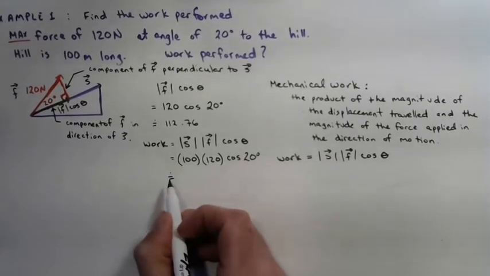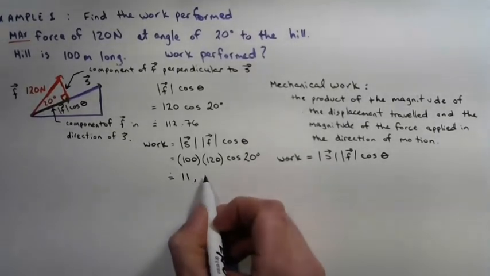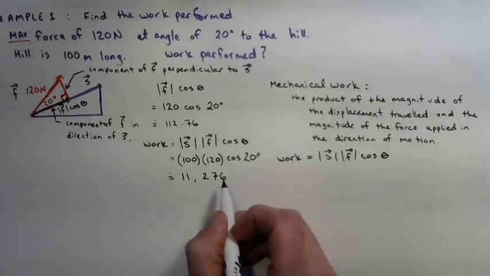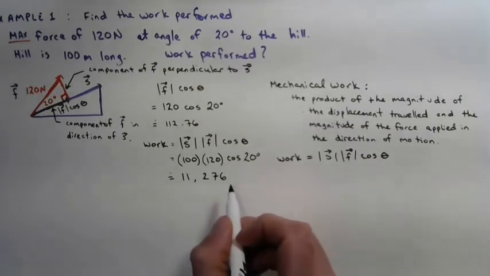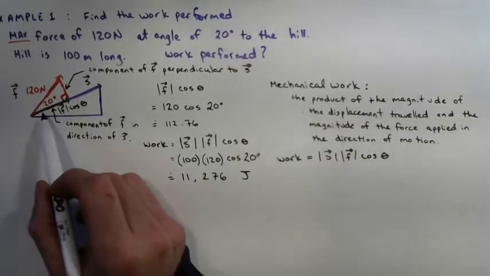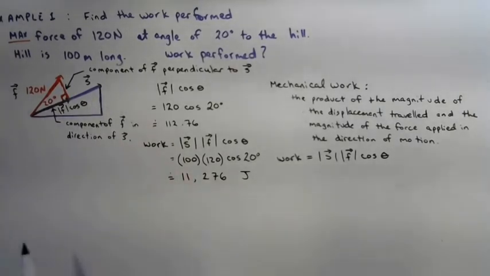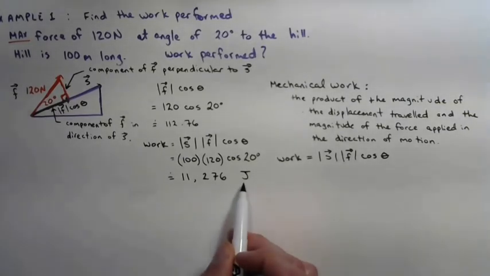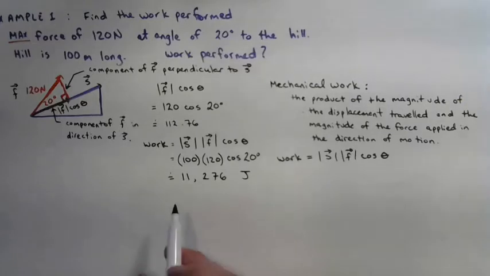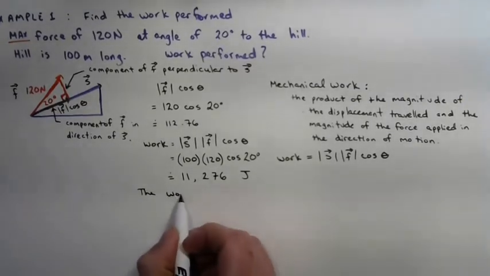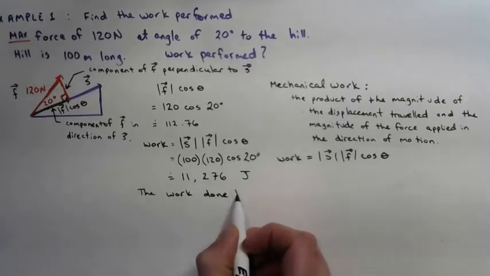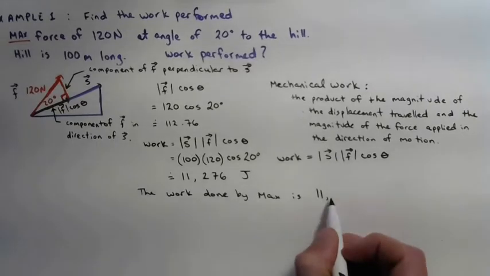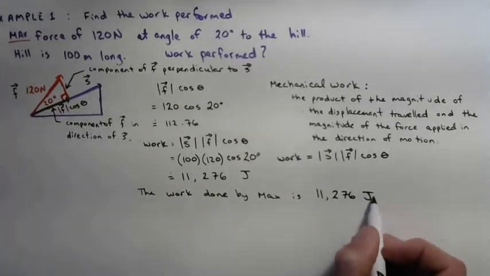And we put this in, we get approximately 11,276. And because we're talking about work, this is measured in energy. So this is measured in joules. So for Max to get his sled to the top of the hill, 100-meter hill, he needs to exert 11,276 joules of energy, or we could say the work done by Max is 11,276 joules.